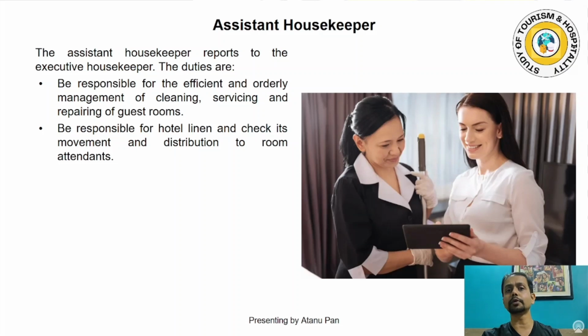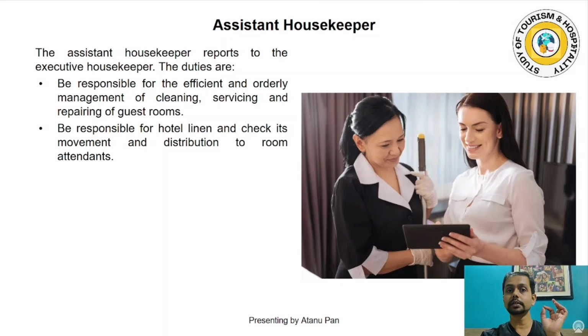Now this is very important. Always remember, linen is a very expensive product of the hotel. So the movement of the linen must be tracked properly, or else this linen might be misused or misplaced. Misused by the guest or by the staff also, misplaced by the guest and even by the staff, and sometimes maybe stolen also.